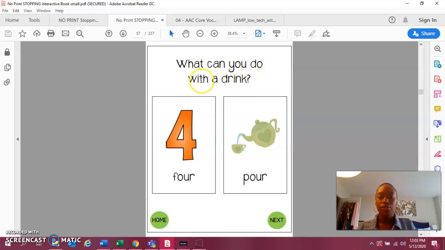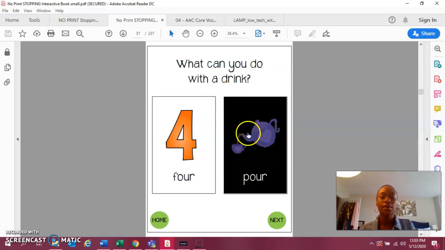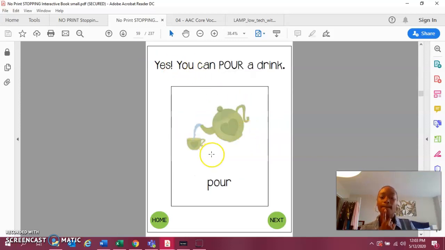What can you do with a drink? Can you long air, for, or short air, pour? What can you do with a drink? Short air, pour. Yes, you can pour a drink.